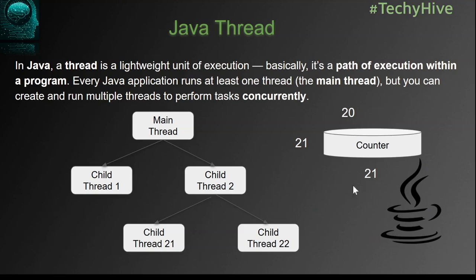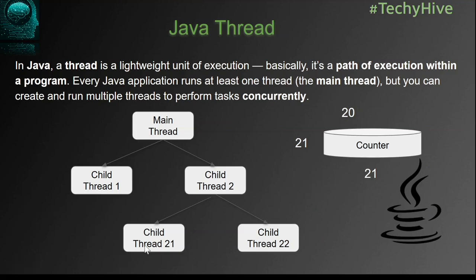So to solve this problem, we need thread synchronization, where we make thread 2 wait until thread 1 finishes its task, and that is called resource synchronization. When thread 1 is updating this counter, thread 2 has to wait. Once thread 1 finishes its task, then thread 2 can go and update the resource. In that case, data is consistent.